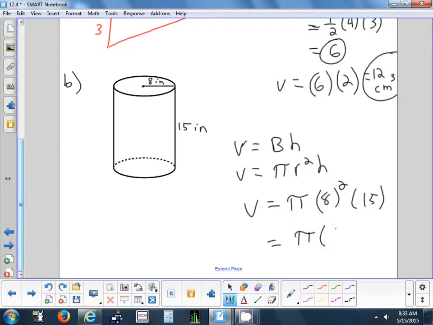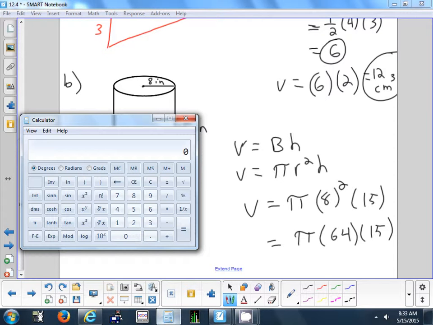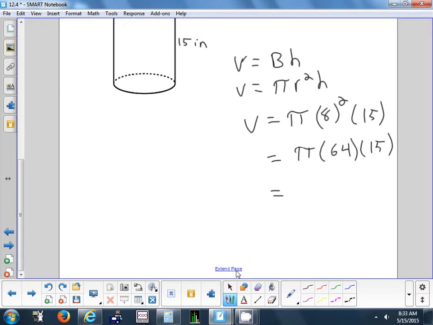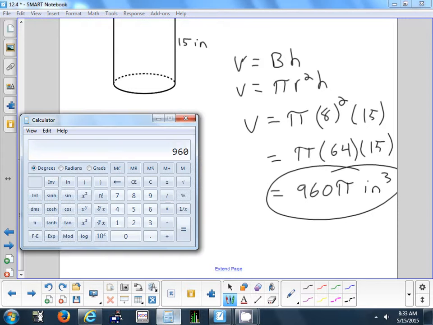All right, so we got pi times 64 times 15. Okay, let's just leave our answer in terms of pi. So it's 960 pi. Right, and that's cubic inches. Okay, if they wanted a decimal, do 960 times 3.14. It's going to be probably a little under 3,000.